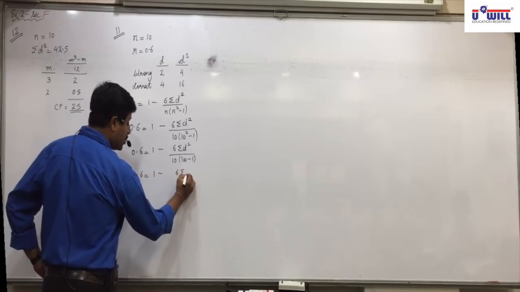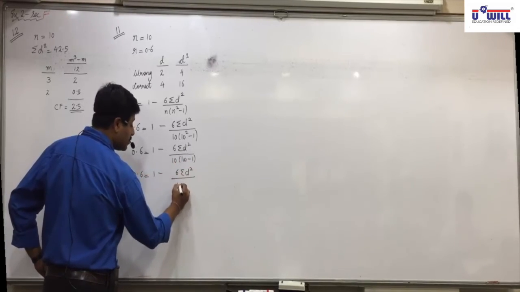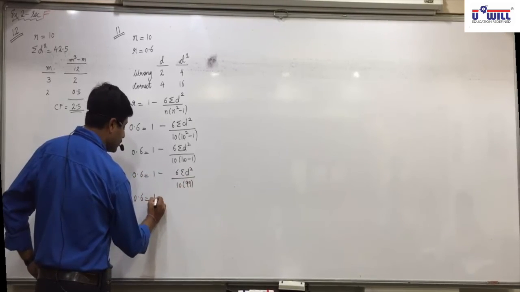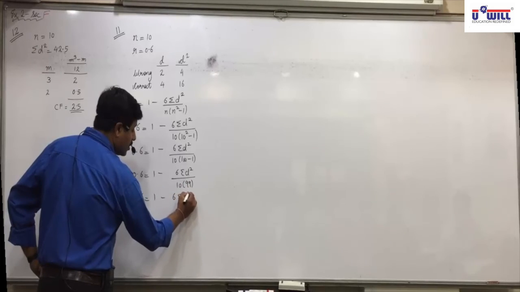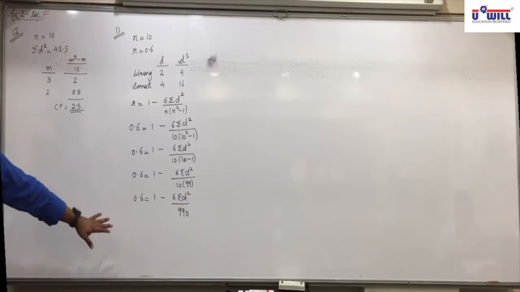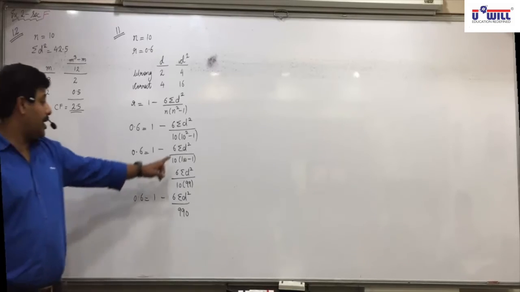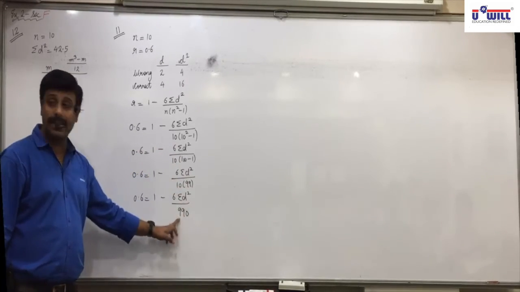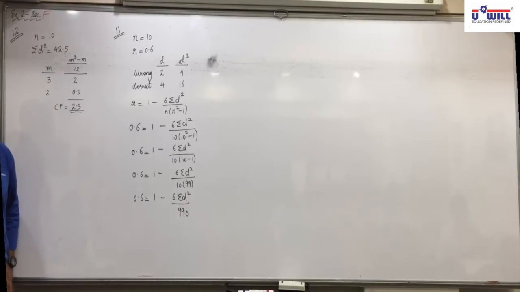I hate when you skip the steps. All the steps should be written. So up till 990, is everyone clear with this? 10 square will become 100, 100 minus 1 is 99, and 10 into 99 is 990. Read out till here fast, everyone.